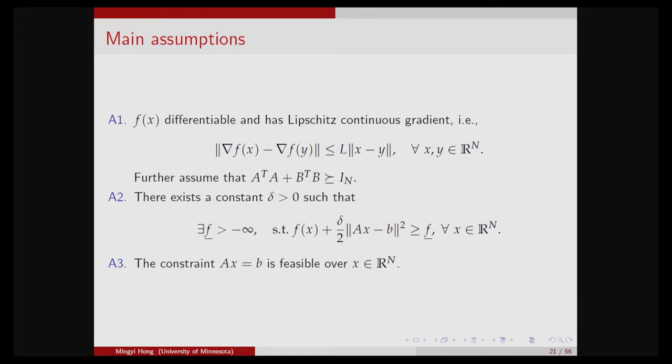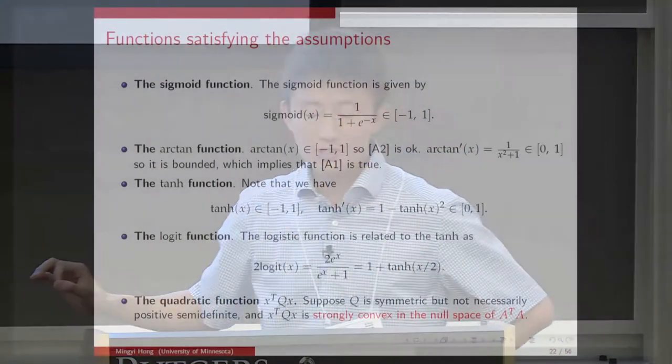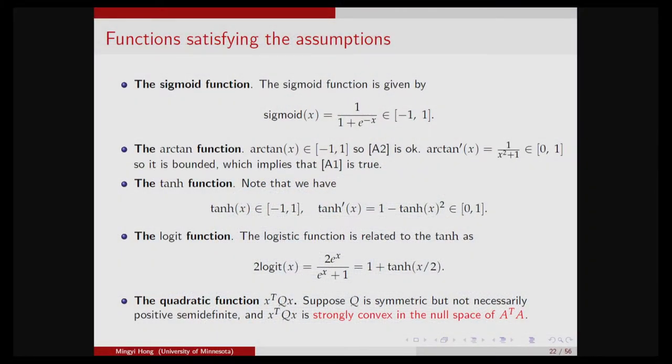So we will make a few assumptions for this problem. We'll assume that f has Lipschitz continuous gradient. The A and the B are chosen correctly such that the sum of A transpose A plus B transpose B is strictly positive definite. The objective function is lower bounded, which also makes sense. And the constraint is feasible. Among the non-convex functions that satisfy these assumptions are the sigmoid function, arctangent, hyperbolic tangent, and so on. These are mainly used for training as activation functions for neural nets.